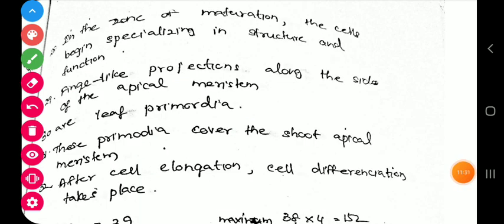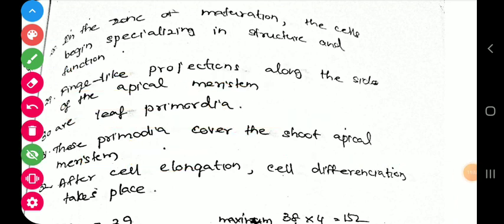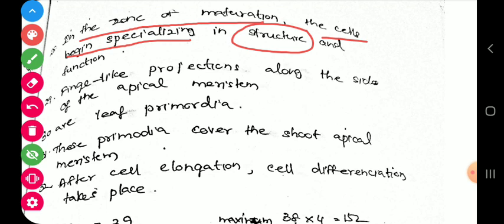In the zone of maturation, what happens? The cells begin specializing in what? In structure and in function, right? So in the zone of maturation, they are going to mature now. What happens to the cells?